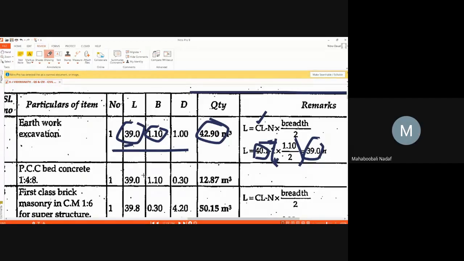Now there is no change for excavation and PCC. That will be the same. Only there is a change in depth, so you can write all the multiplication like this.